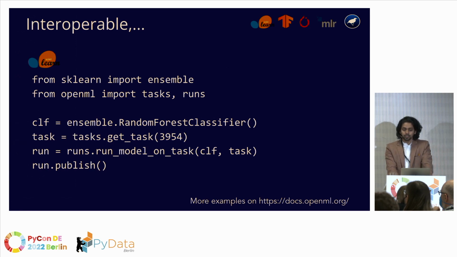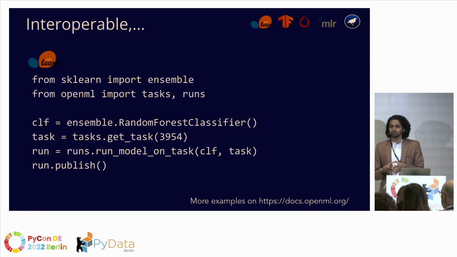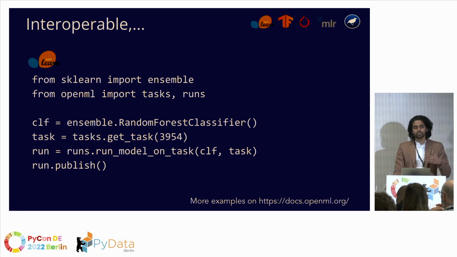Now, how many of you have used scikit-learn? Raise hands. Great. How do you get a data set out of scikit-learn? You do scikit-learn.datasets, and then you get a data set, right? But where does that data set come from? Fun fact, it comes from OpenML. And we do have a really nice scikit-learn integration as well. So if you want to create a scikit-learn workflow, you can just integrate that in OpenML. You can just use that workflow and publish that workflow directly on OpenML.